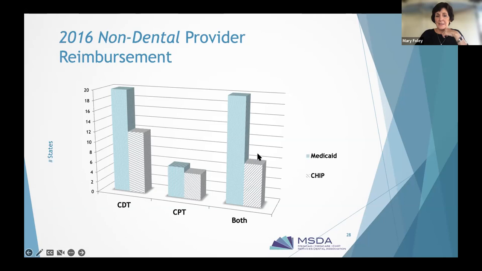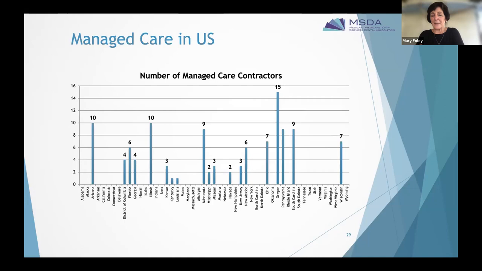Now this slide, again, is back in 2016 and this has changed, but the purpose of this slide is to show you the variability in the number of contractors dental programs use. All right, so if you look here, this particular one was Oregon. They had 15 different managed care contractors. They call them CCOs in Oregon.